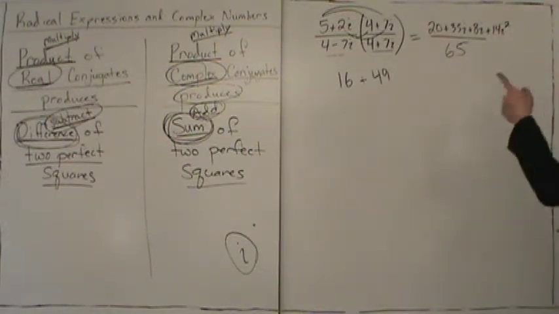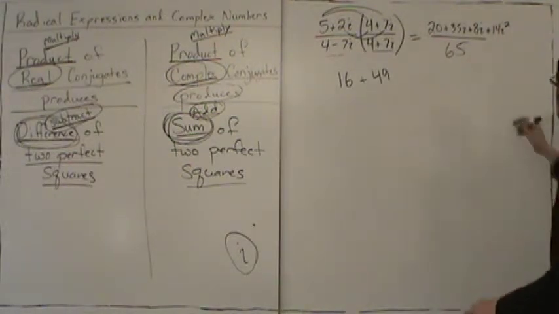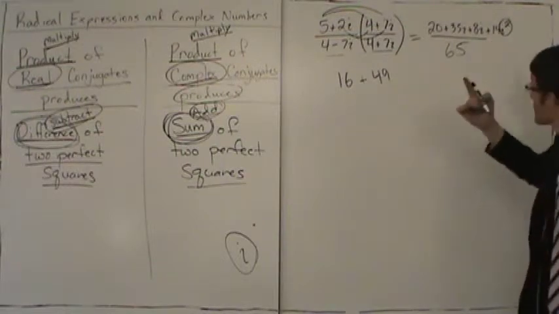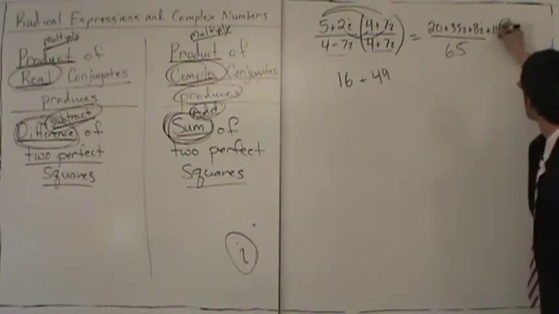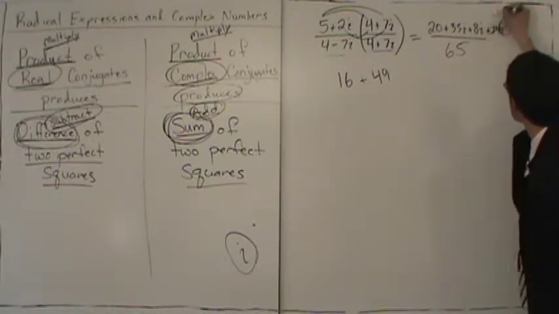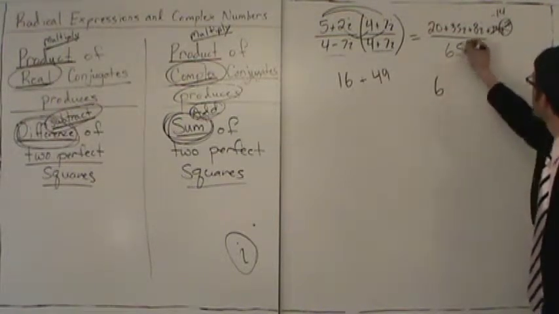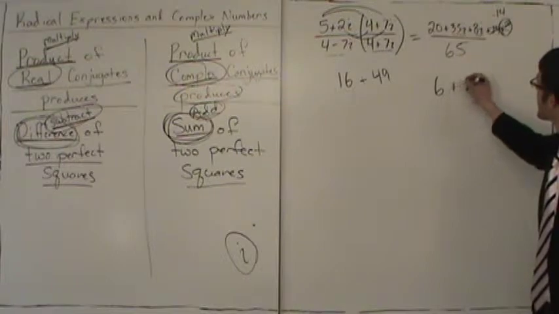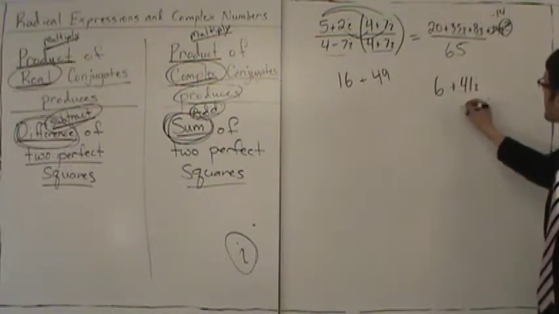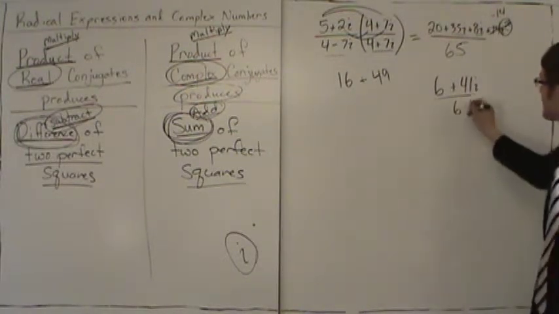Now, we have i squared on the end. Remember, i squared changes to negative 1, or negative 1 times 14. This changes the 14 to negative 14. 20 minus 14 gives 6. 35i plus 8i is 41i. And this is all over 65.